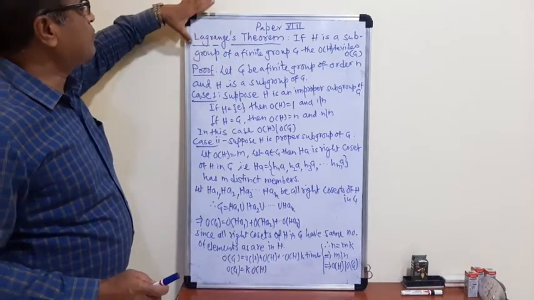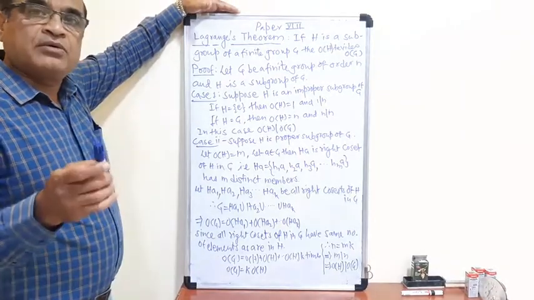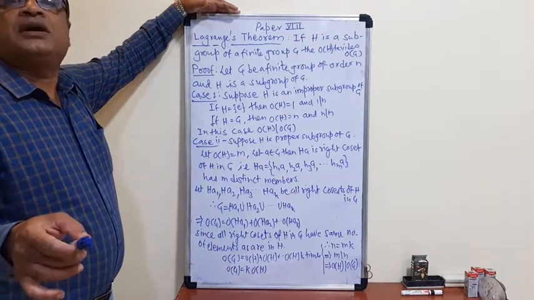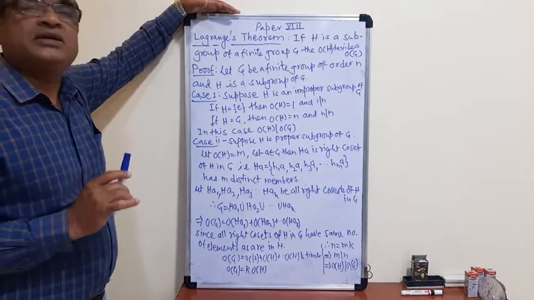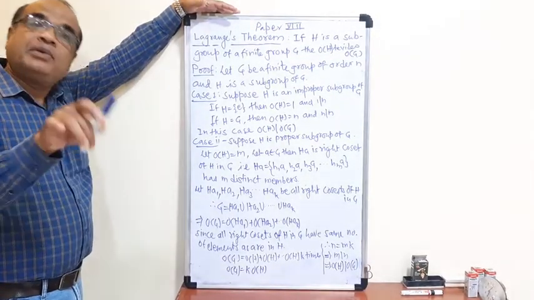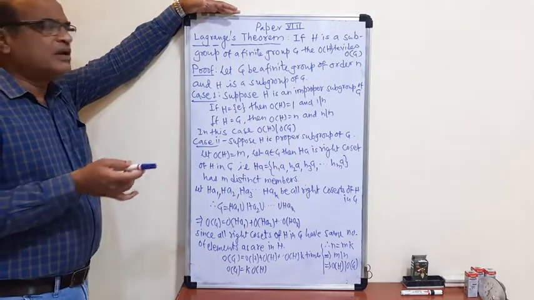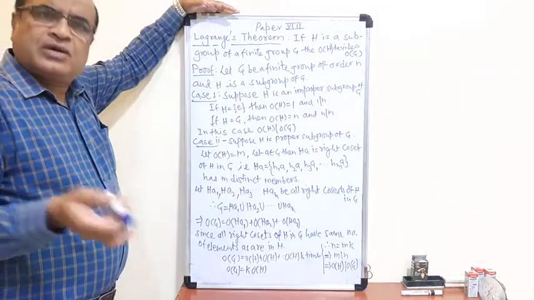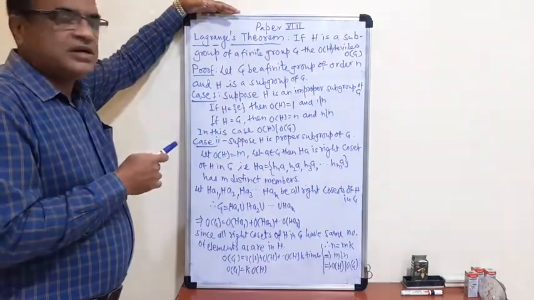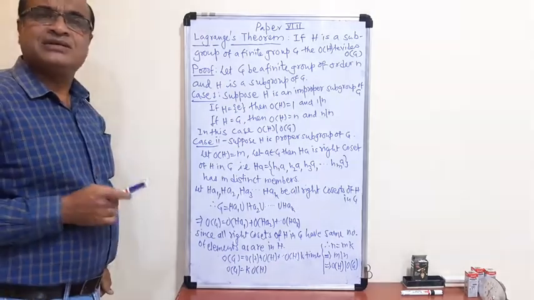What is Lagrange's theorem? If H is a subgroup of a finite group G, then the order of H divides the order of G. What is the order of H here? The order of H is nothing but the number of elements in the set H, the total number of members in H. So the order of H divides the order of G. This theorem is Lagrange's theorem.